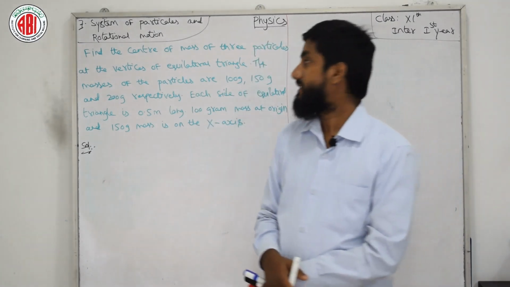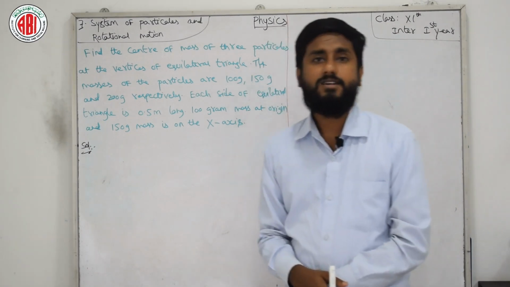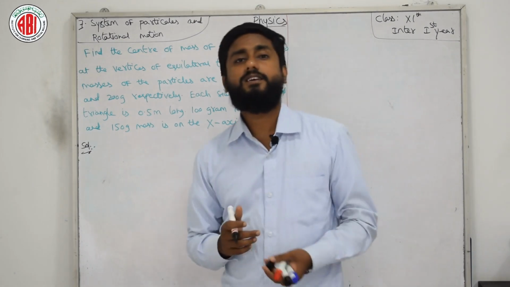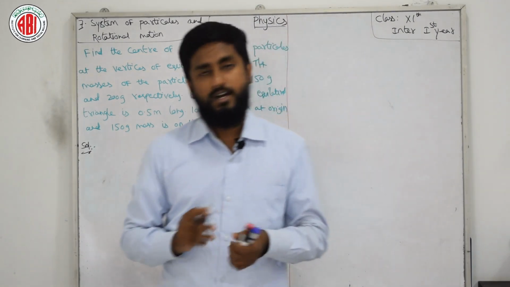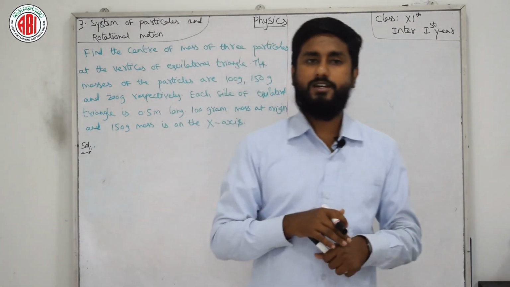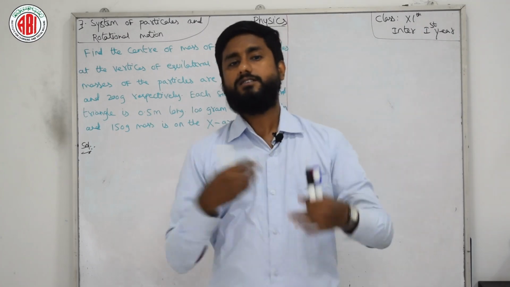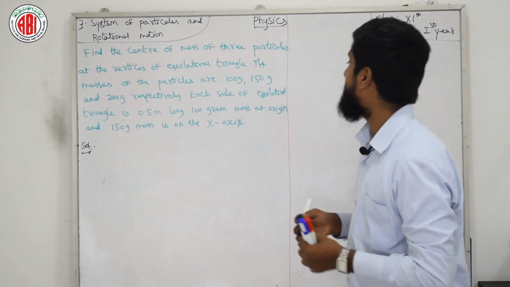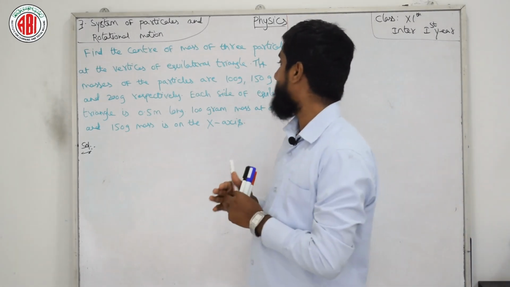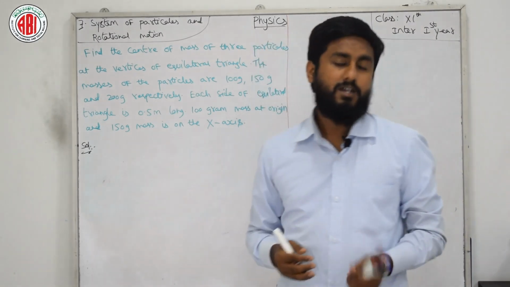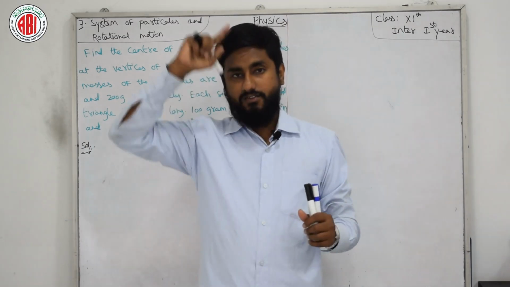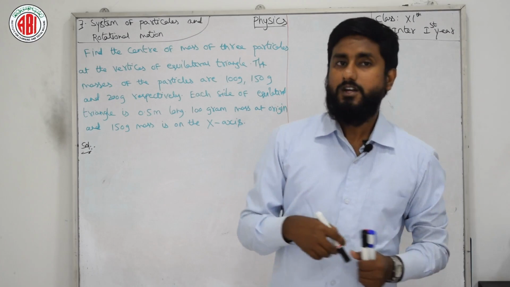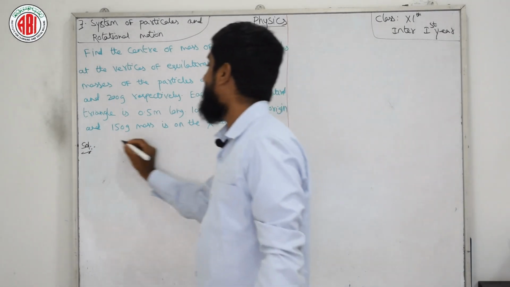So here you can see we need to find the center of mass of three particles, with each particle having mass 100 gram, 150 gram and 200 gram. It is given that the 150 gram mass is on the x axis, whereas the 100 gram mass is at the origin, and the length of the sides of the equilateral triangle is 0.5 meter. So first we will fetch a few data from the question itself.